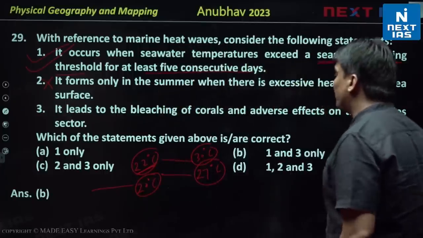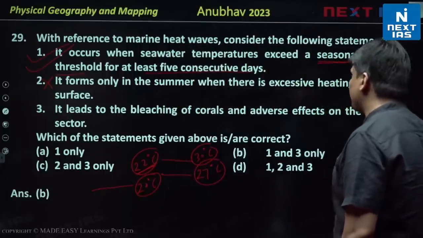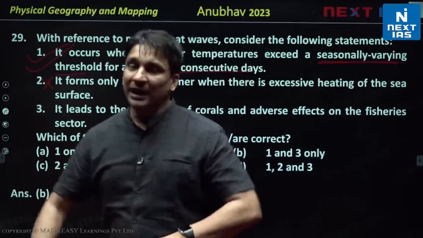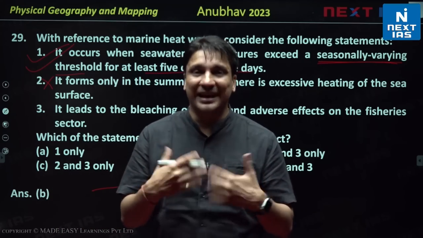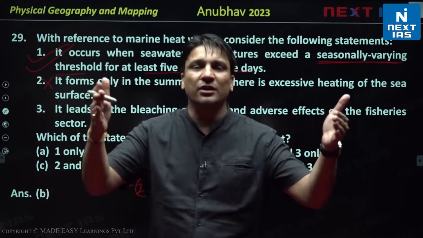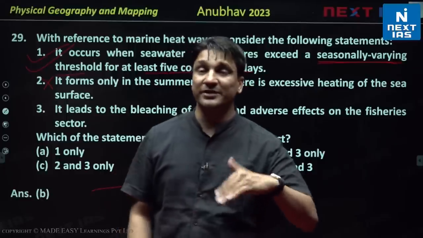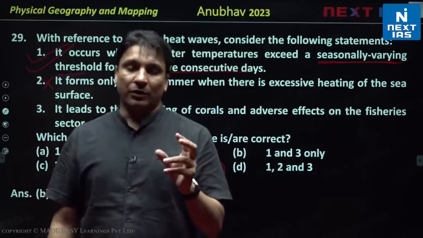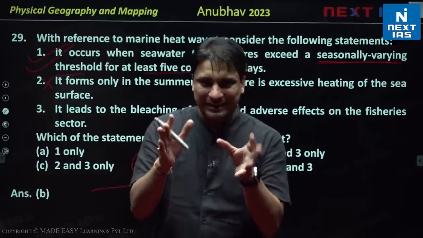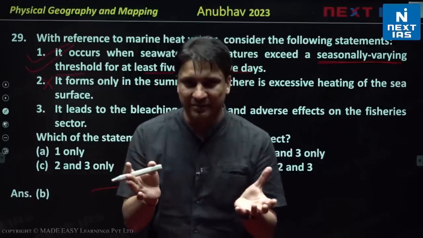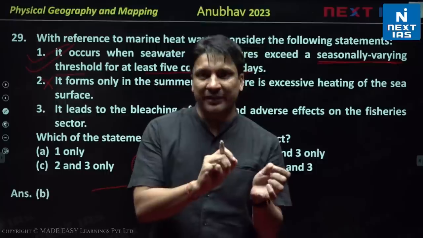Third, it leads to bleaching of corals and adverse impact on fisheries sector. Always remember, the marine organisms survive because they are adapted to a particular set of physical environment, a particular set of temperature, a particular value of salinity. If there is any fluctuation in the temperature or any aspect of physical environment, that negatively affects their life.